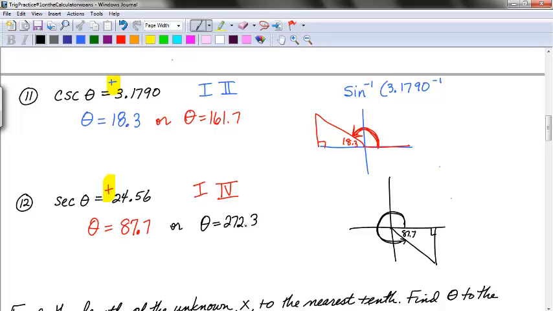272.3. On these, it's a good idea to emphasize your decimals so you know where they're at. Okay, that's a little review of what we did on the calculator yesterday.